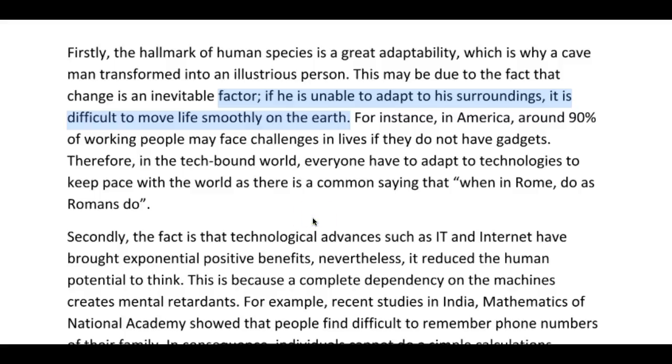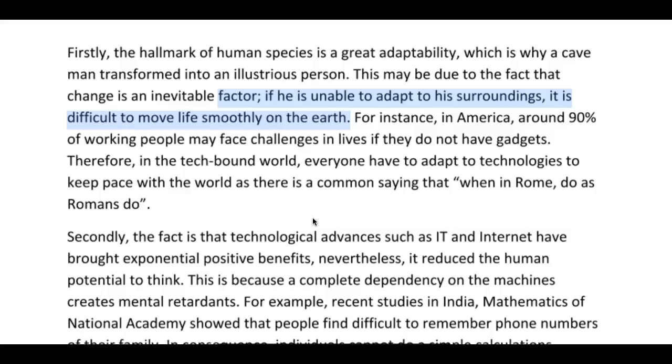Okay, so let's go for simplicity. All right, so let's see. For instance, in America, around 90% of working people may face challenges in their lives if they do not have gadgets. Therefore, it's not really a solid example, that, is it?